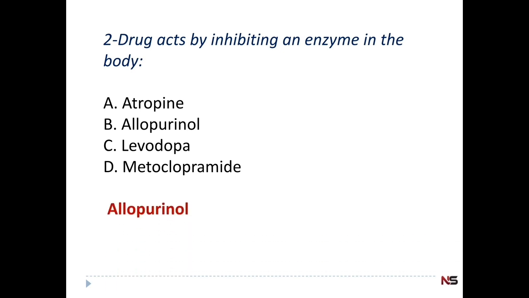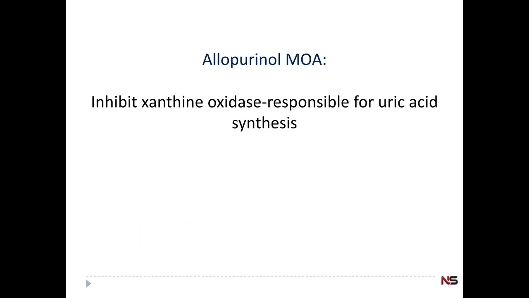It's allopurinol. Allopurinol, that's an anti-gout drug, acts by inhibiting an enzyme in the body. We will go for the mechanism of action of allopurinol. Allopurinol inhibits the enzyme which is known as xanthine oxidase. Allopurinol is a xanthine oxidase inhibitor. This xanthine oxidase is responsible for uric acid synthesis. So whenever allopurinol inhibits the xanthine oxidase, the uric acid synthesis will be less. That's why allopurinol is used as an anti-gout drug.